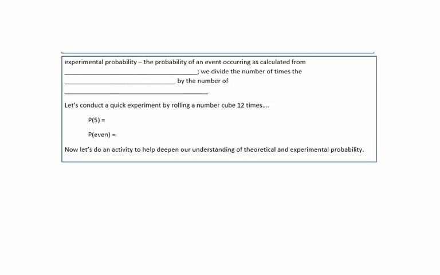Right. The other type of probability is something called experimental probability. And we'll go ahead and define this. This is the probability of an event occurring as calculated from an experiment. Hence the name experimental probability. Sorry, I wrote right over my writing there. In the blank is the words an experiment.